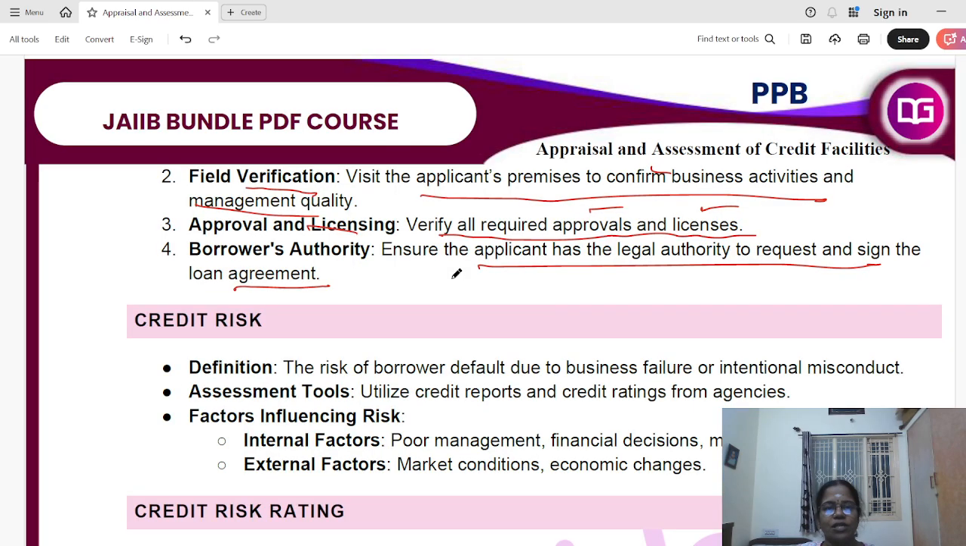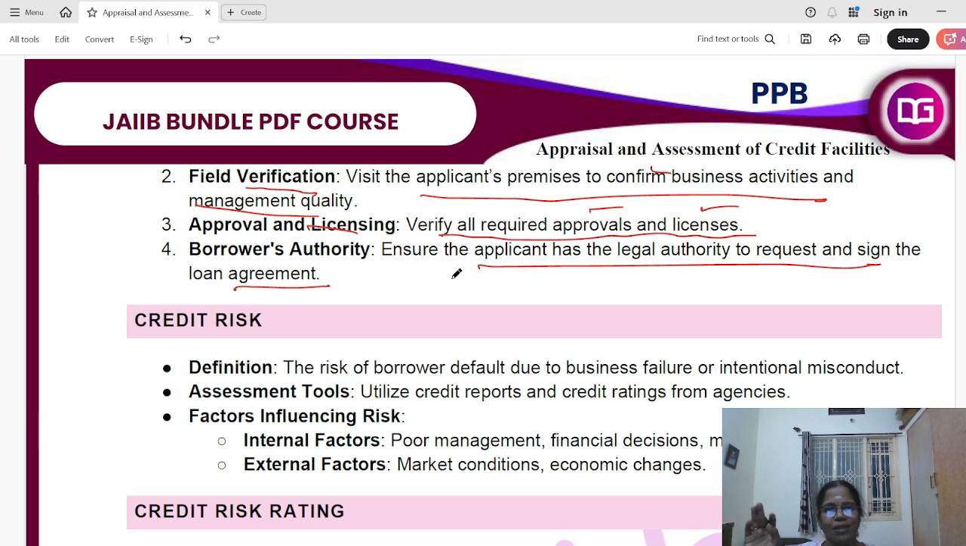The first one is verification with the supporting documents. Once the supporting documents are verified, bankers must visit the premises of the applicant, that is the field verification. Once the field verification is over, they have to check the approvals and licensing: how many years they have held the license, and whether the license is running or has expired.